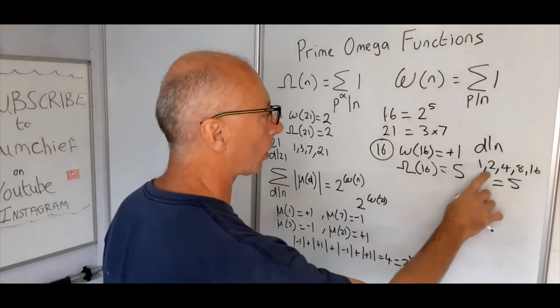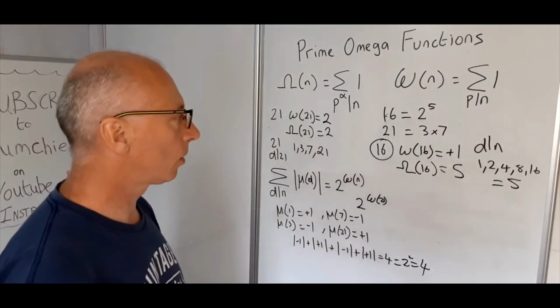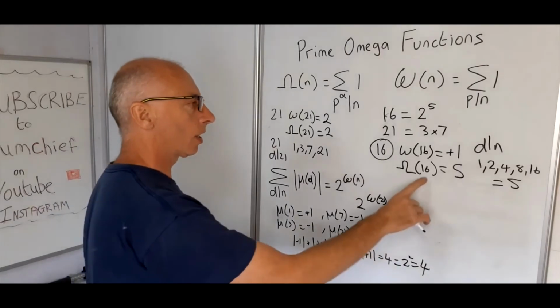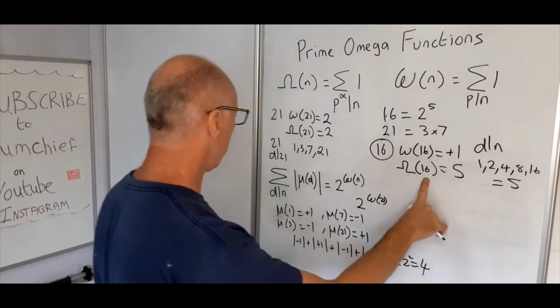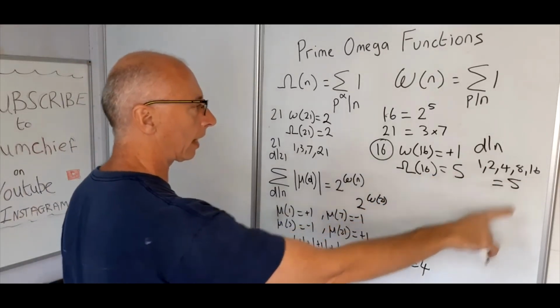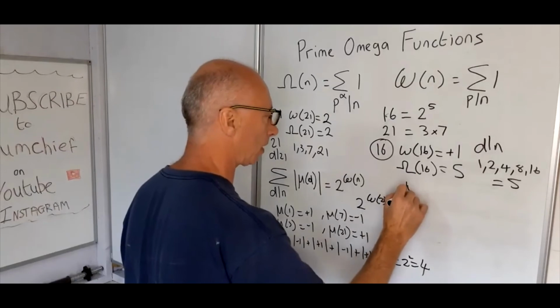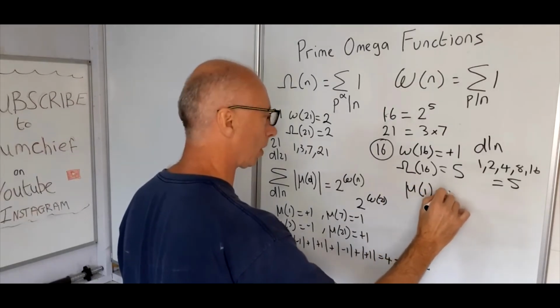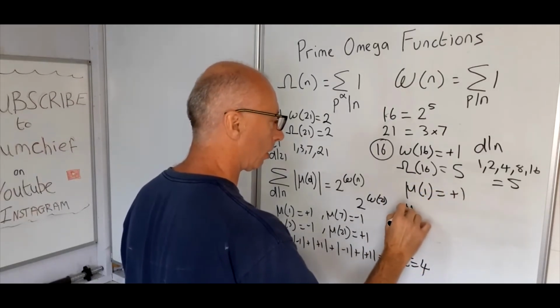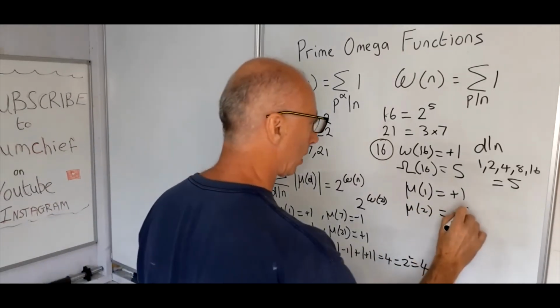So now let's have a look at the Mobius values for this function. So 16, let's have a look. Divisors of 16 are 1, 2, 4, 8 and 16. So let's calculate the Mobius values for that. So mu of 1 we know is +1. Mu of 2, it's got 1 prime factor, so that's -1.